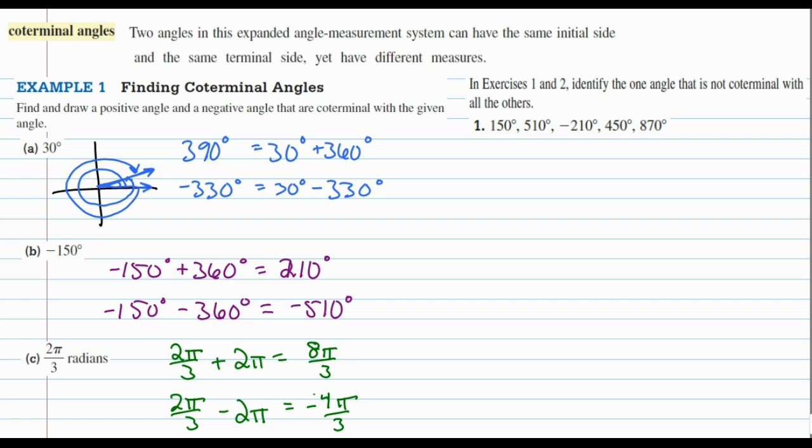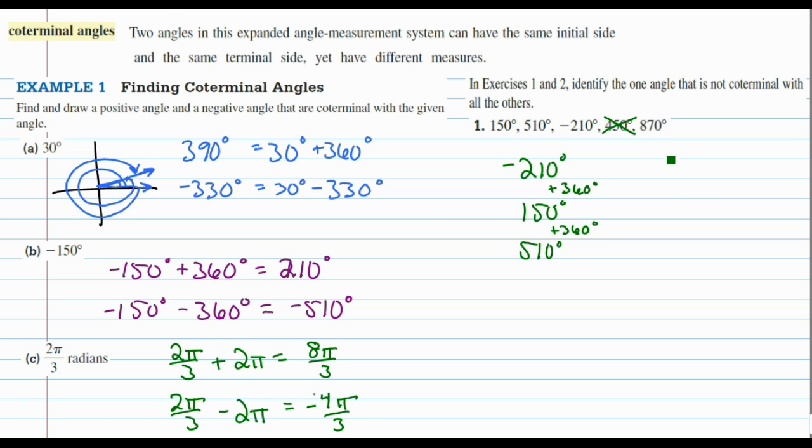Now try problem number 1. It says identify the one angle that is not coterminal with all the others. So I'm trying to find which angle is not separated by 360 degrees. I'm going to start with the smallest and work my way up, just as a general strategy. The smallest angle is negative 210. If I take negative 210 degrees and add 360, I get 150 degrees. Then if I add another 360 degrees, I get 510 degrees, which means I skipped over 450.